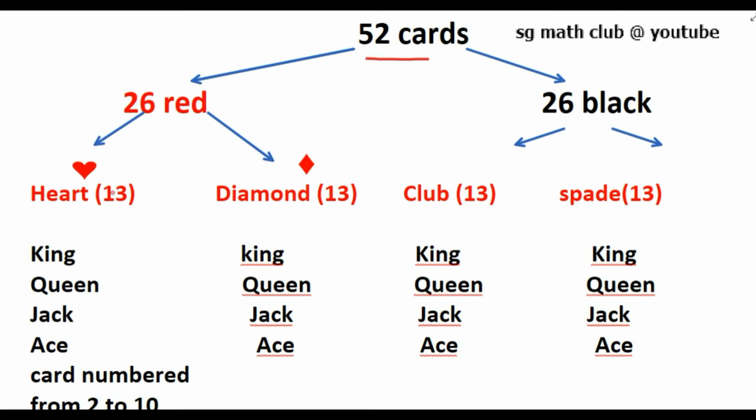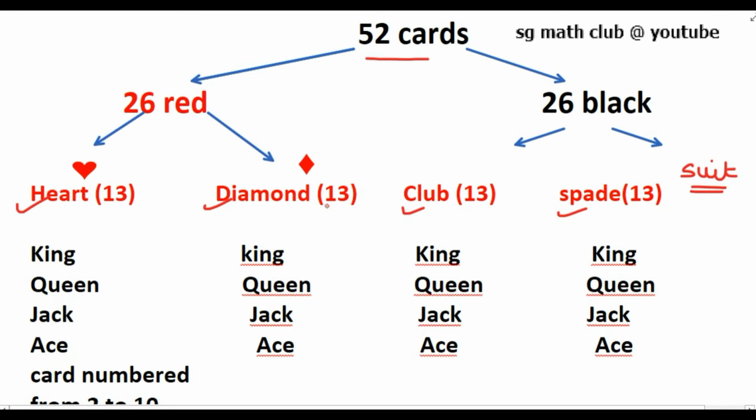So the total 52 cards are actually divided into 2, like 26 red and 26 black. And these 26 red cards are again divided into heart and diamond. Again 26 black cards are divided into club and spade. Now these 4, heart, diamond, club and spade, we usually call as suit. So we have 4 suits in a pack of 52 cards, and each suit contains 13 cards.